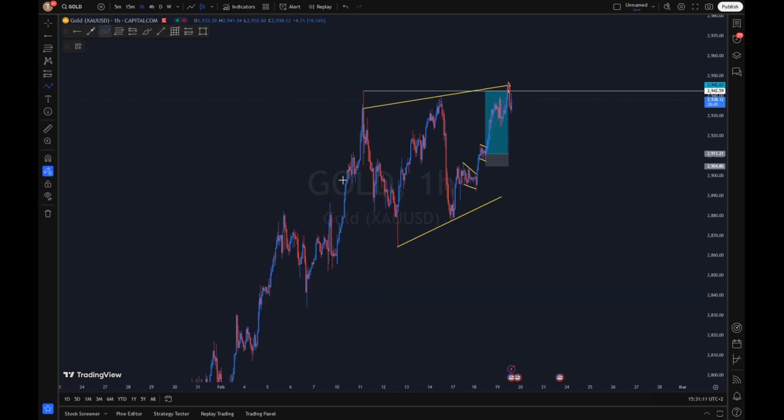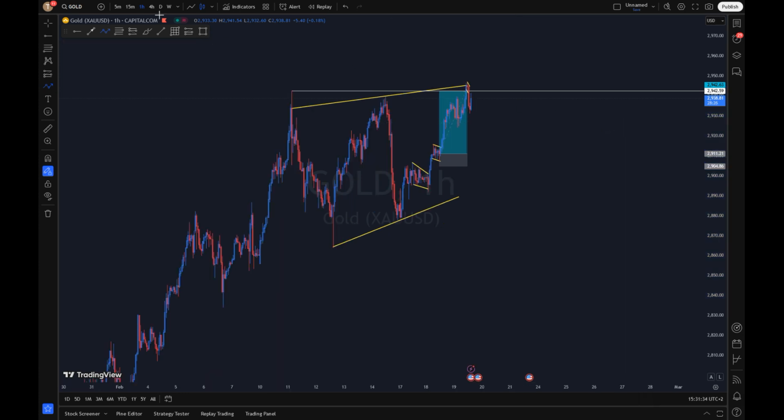Okay, let me just do it like this. Yeah, we had this impulsive push. Got it? And then price formed a correction towards a hook point. You got it? So this is a reversal pattern, and I'm not trading reversal patterns. I'm only trading continuation patterns. So from now on, I will be looking for sales on gold.